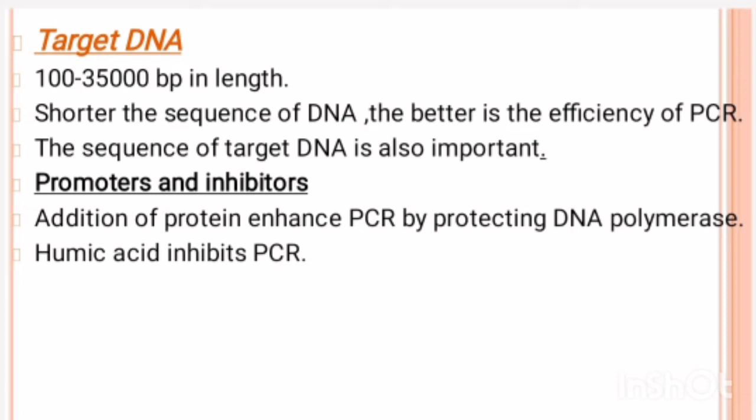Another one is promoters and inhibitors. Addition of a protein like bovine serum albumin enhances the PCR. This enhancement is by protecting the enzyme DNA polymerase. One example of an inhibitor is humic acid. Humic acid, found in archaeological samples of the target DNA, can inhibit the polymerase chain reaction.